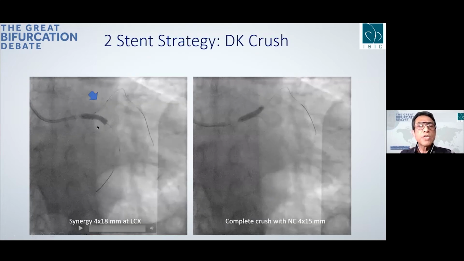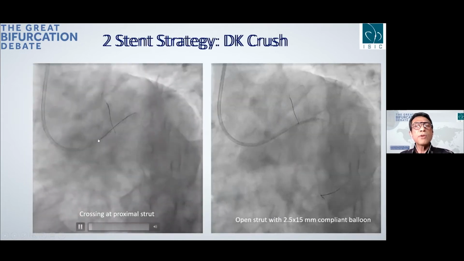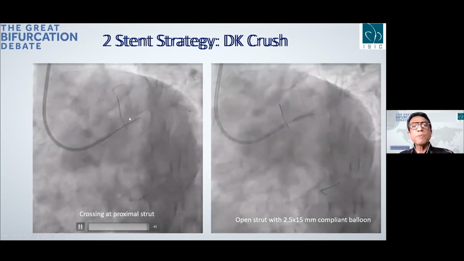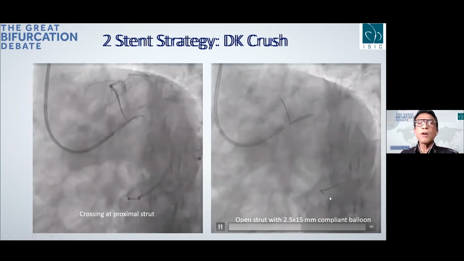Then I put in, this is a DK crush technique. So I put a 4 by 18 millimeter Synergy here. And then this balloon is for the complete crush. This is a 4.0 NC balloon, 4 by 15. So, complete crush here. After that, you can appreciate that the wiring here is crossing at the proximal part. Then after that, we open the strut with a 2.5 by 15 millimeter compliant balloon.